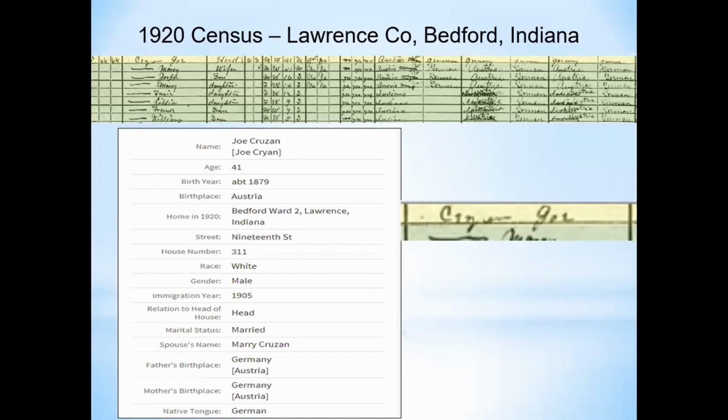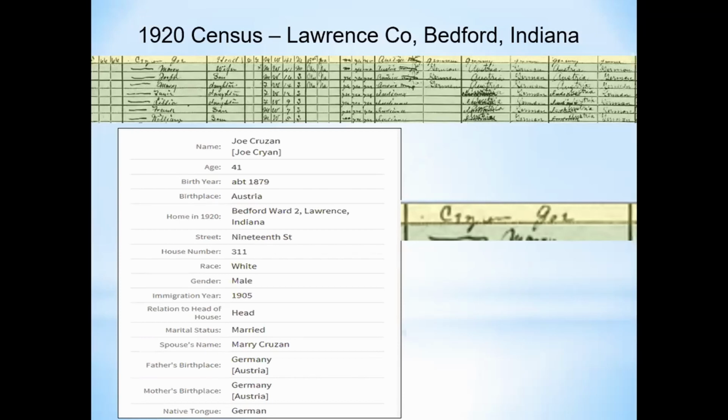How did I find this family in the 1920 census? Now they're living in Bedford, Indiana, which is a lot smaller place than Chicago. So I did a search of first name only. I searched all the Joes and all the Josephs in Bedford, Indiana, who were born around 1878, plus or minus a couple of years. And then I just started paging through the list until I found somebody that looked like it could be them.